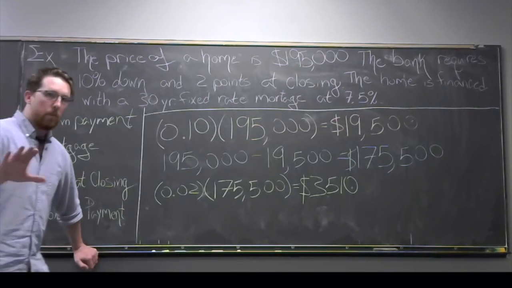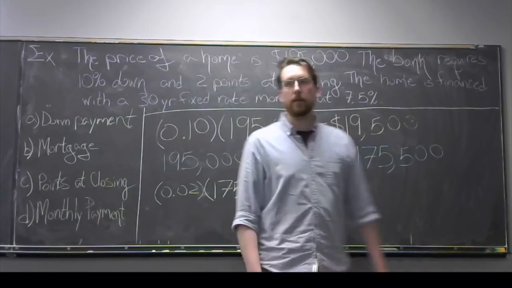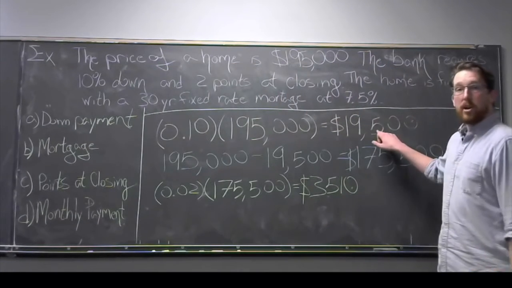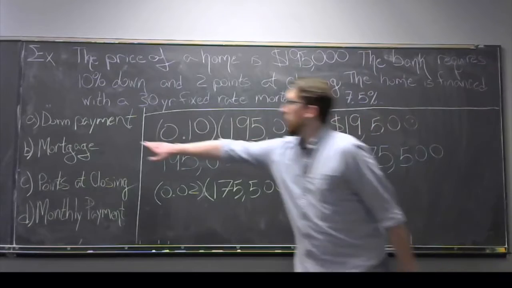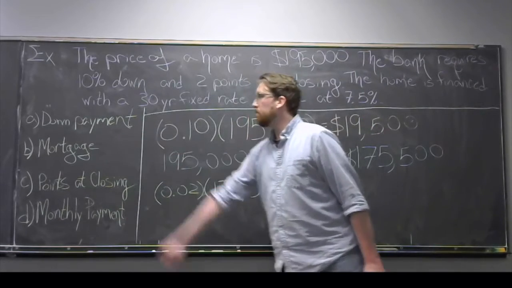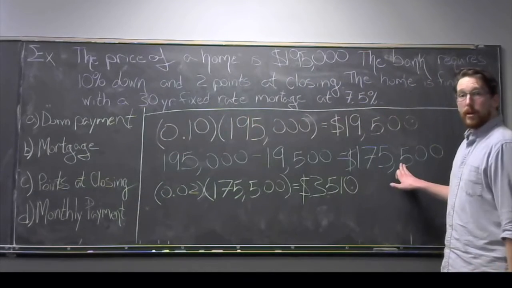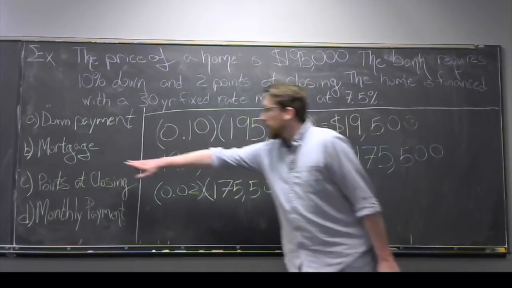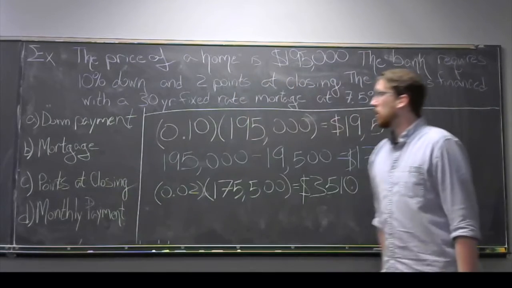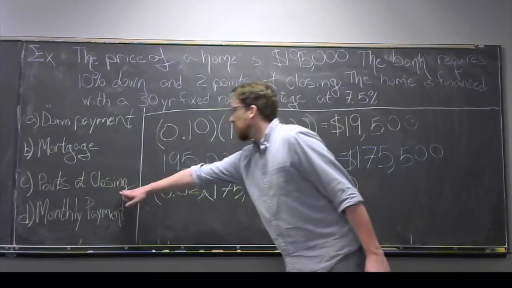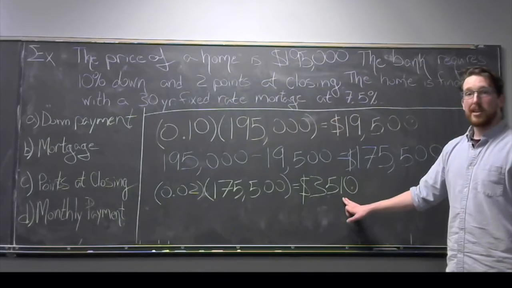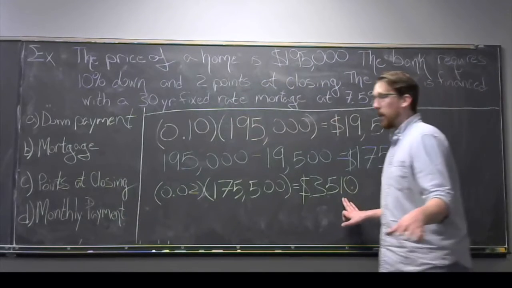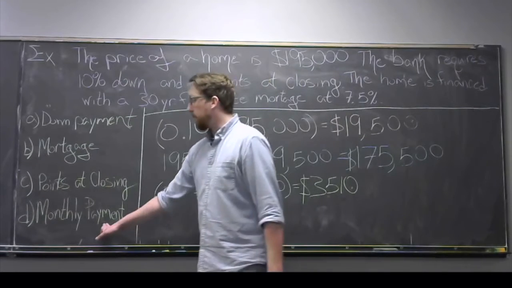All right, so far what we've solved. We found out what our down payment is. That's part A. We found out what the mortgage is. That's part B. We found out what the points at closing is. That's part C. Now what's left? Let's find out what our monthly payment is.